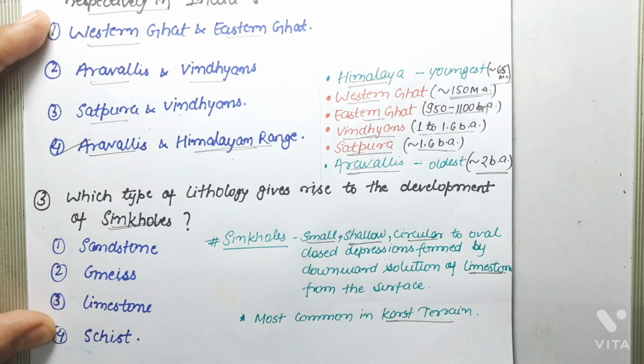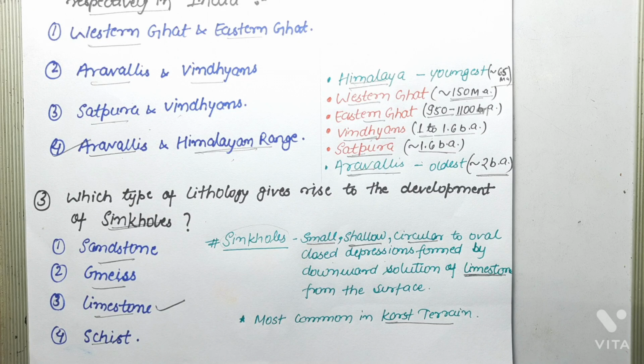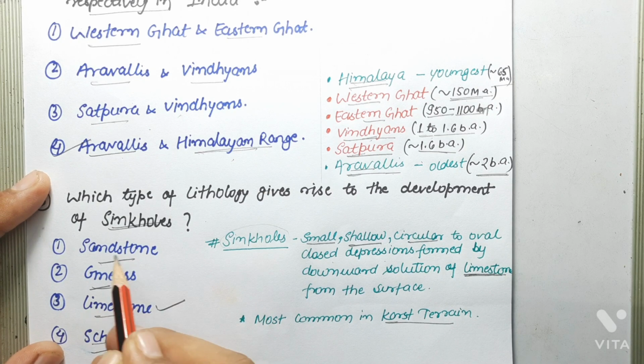So the question, let's check the options. These are limestone, schist, gneiss and sandstone. So clearly in the definition itself, sinkholes are formed in limestone. So the correct answer is limestone. And these sinkholes are formed in soluble rocks, and soluble rocks include salt beds, salt domes, gypsum and limestone and other carbonate rock. While schist, gneiss and sandstone are not the correct answer because these are non-soluble rocks.